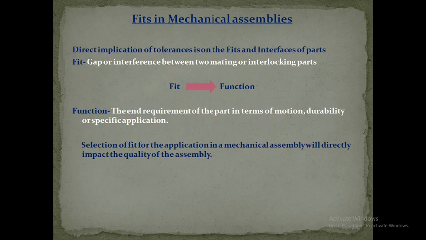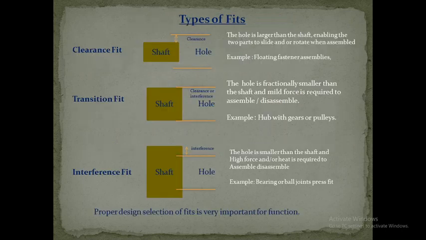Selection of a fit for the application in a mechanical assembly will directly impact the quality of the assembly. Types of fit. Clearance fit. In clearance fit, the hole diameter is always larger than the shaft. Example is a fastener. Bolting: if you want to bolt two parts, then the hole should be larger than the bolt that you have to put in.